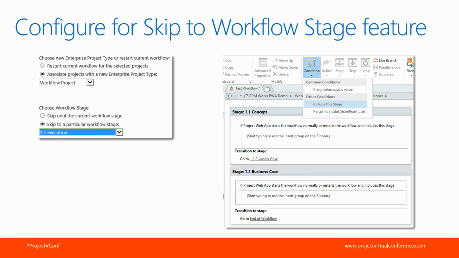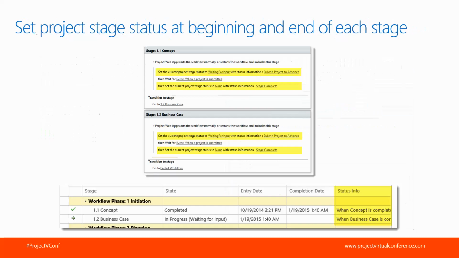So really, as a best practice, when we start, I mentioned the first thing we do is add all our stages. The second thing we do is put this condition in each stage. And if you start that way, you'll have it and you'll be able to skip without any issues.